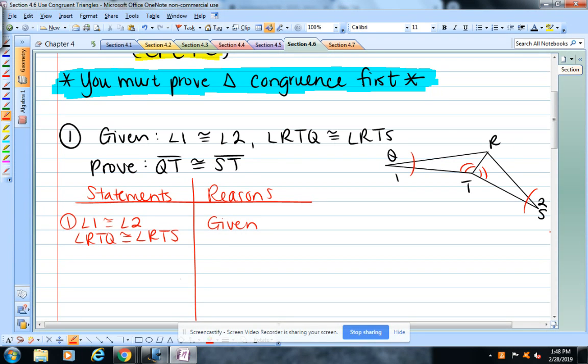I can say RT is congruent to itself. Right? Y'all with me? They both share the side RT, so I can say that's congruent to itself by what property? Reflexive. I know it's been a while. Now let's see if we can say triangles are congruent. What do I have here? Angle.